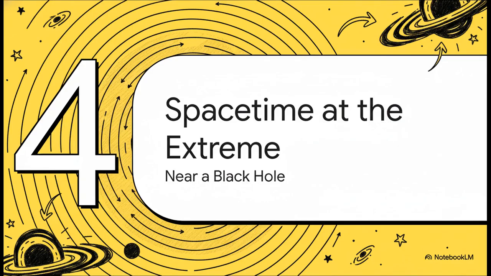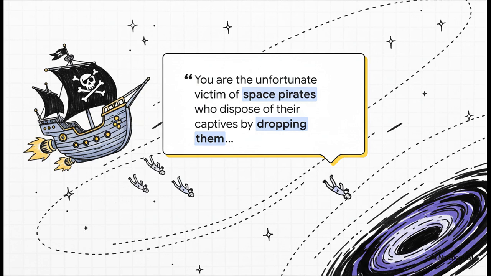Okay, now that we have the tools, let's take them for a spin, shall we? Where in the universe can we find the most warped, the most twisted, the most extreme examples of spacetime curvature? The answer, of course, is near a black hole. Okay, so the textbook sets a pretty vivid scene here. You've been captured by space pirates, and their method of getting rid of you isn't walking the plank. No, they're dropping you into a black hole. What happens next is a direct and terrifying result of everything we've just been talking about.